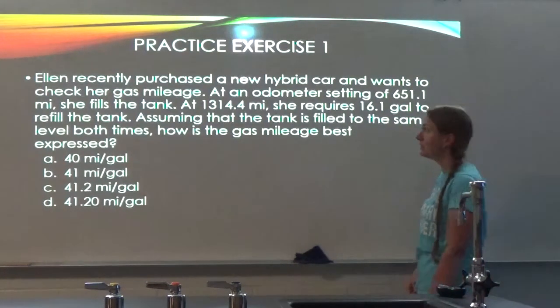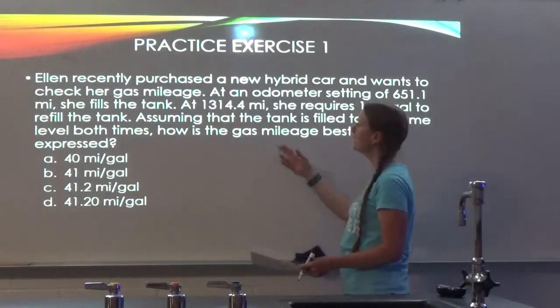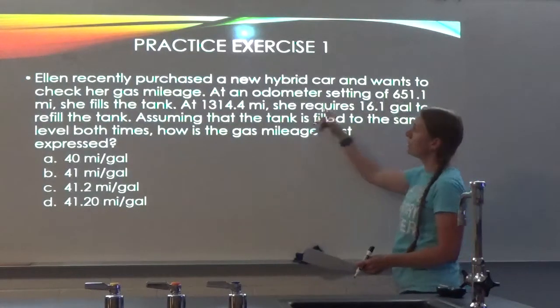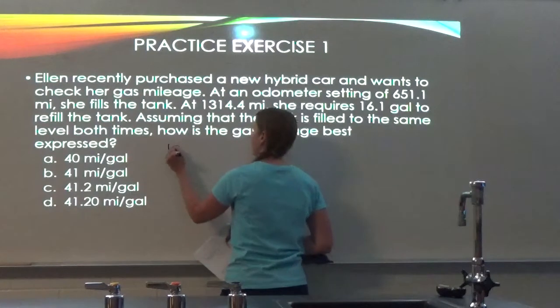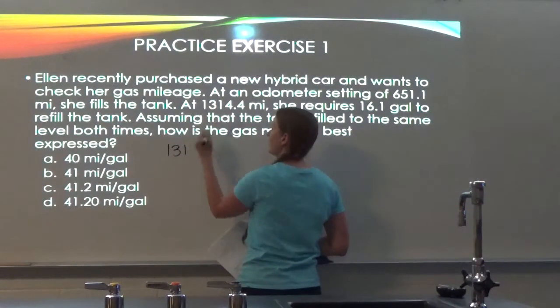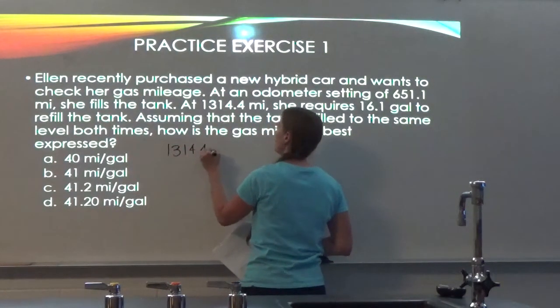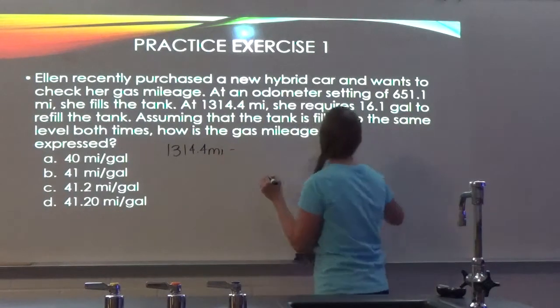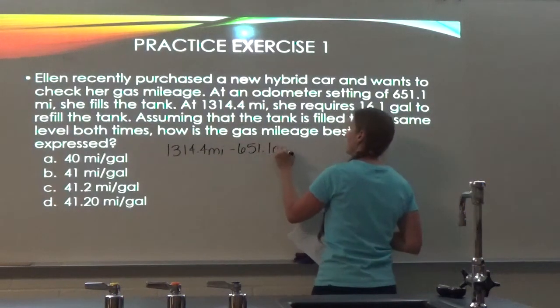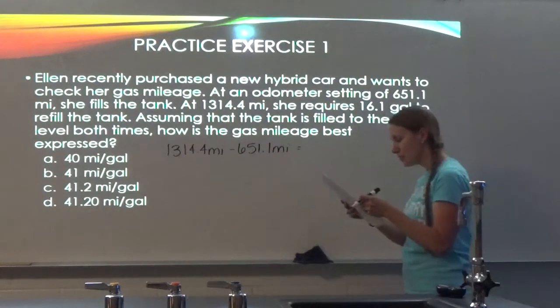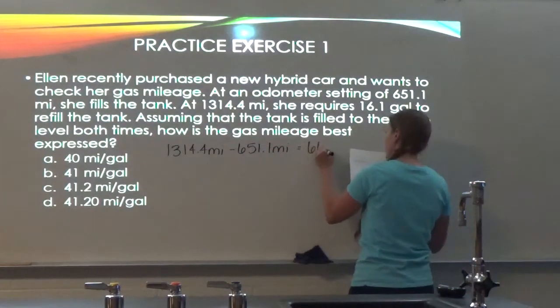Sorry, I guess we're doing this again. All right, so the first thing I need to do is figure out how many miles she traveled, because we have an ending amount and a starting amount. So I'm going to start by subtracting. So I'm going to do my 1,314.4 miles minus my 651.1 miles.